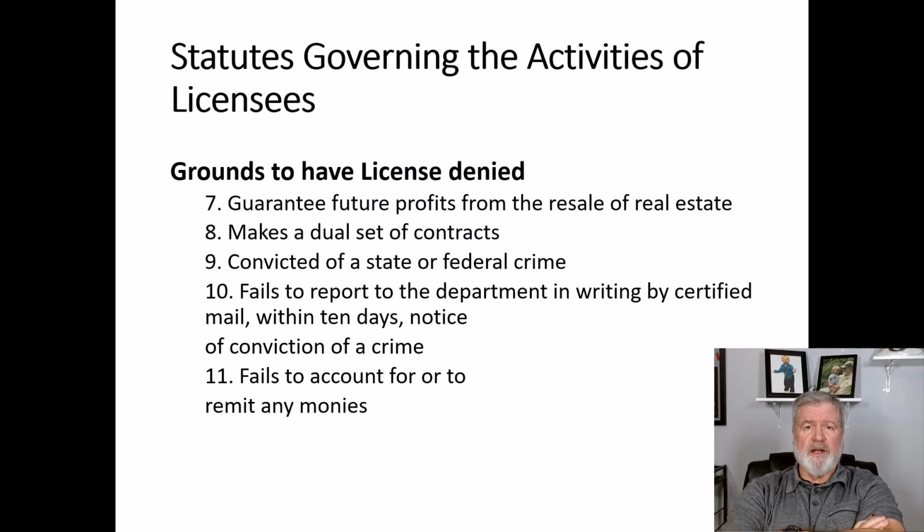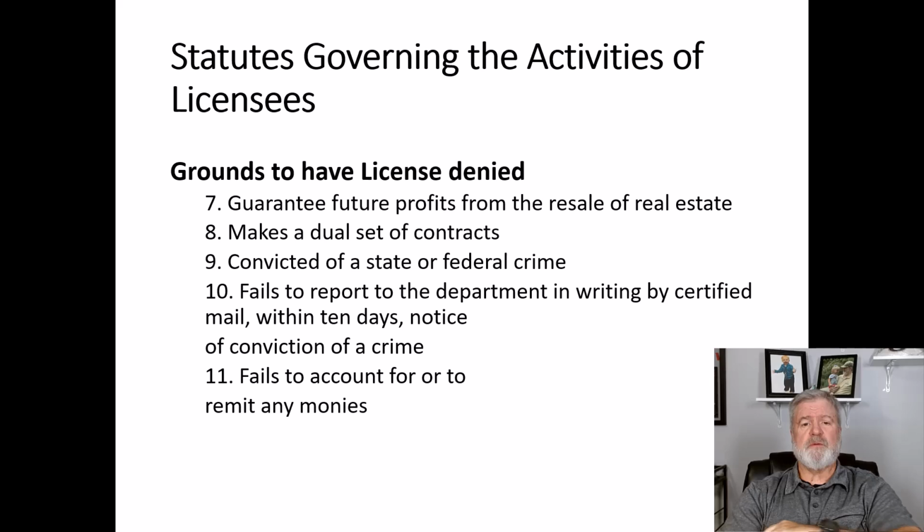For example, the lender. If anything about that contract changes, you've got to submit those changes to all parties. Otherwise that's considered dual sets of contracts. You've got the buyer and seller with a different set of agreements now than what, say, the lender has. And I'm just using that as an example. That's considered dual sets of contracts.